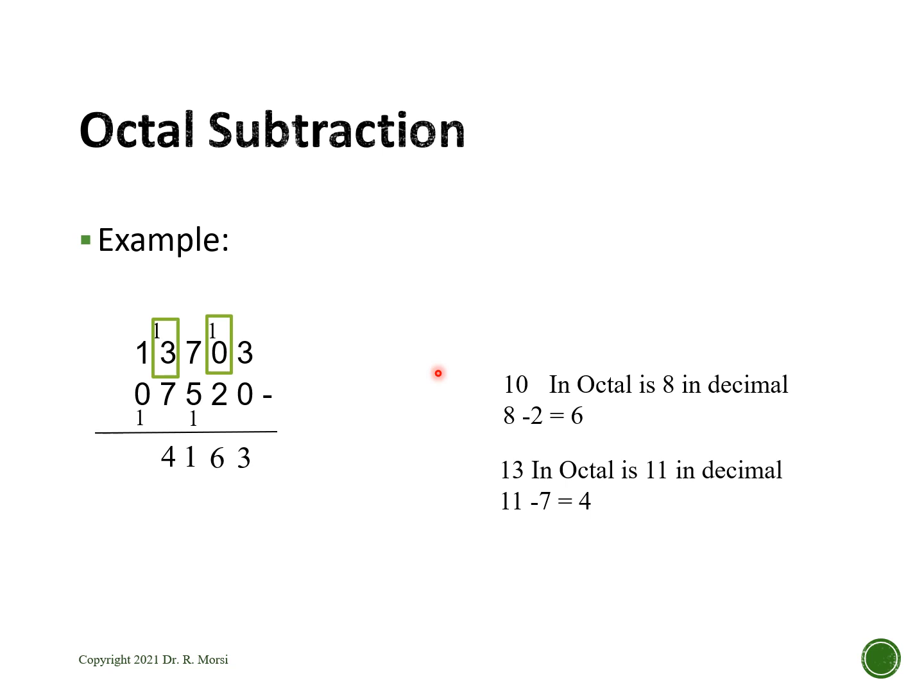So there's a 4. And then you have the next column, 1 minus 1 is a 0. And that would be your answer in octal. So that would be how to do subtraction in octal. And those are my borrows.